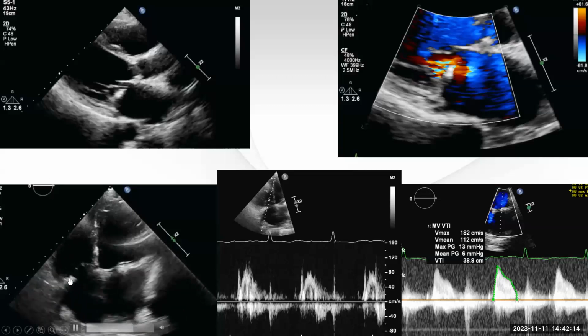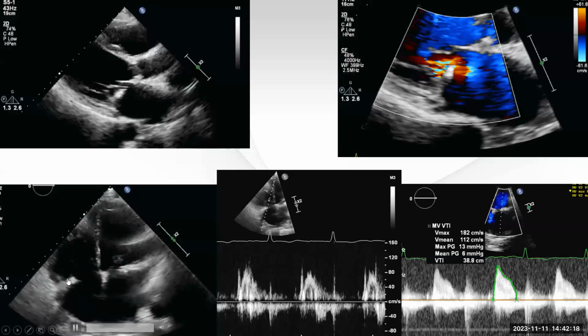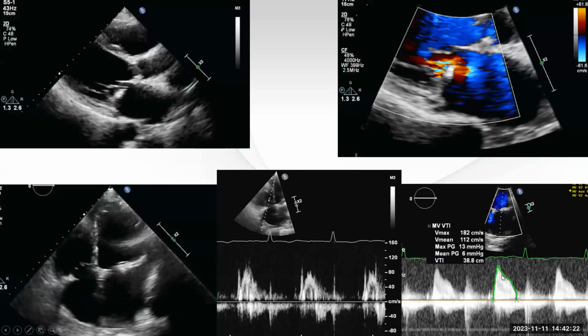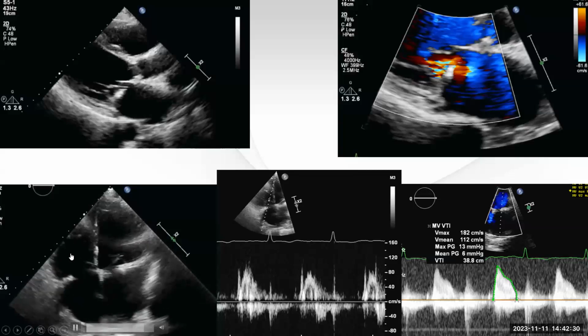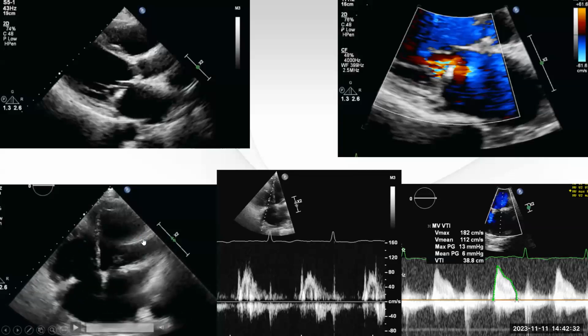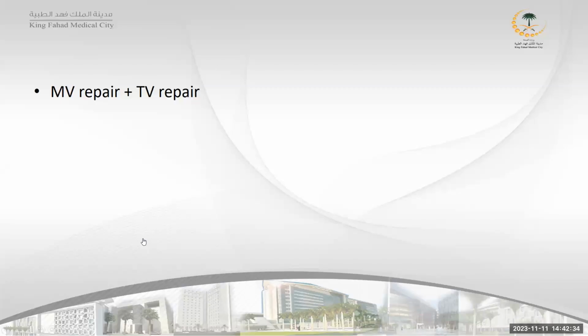So you have here linear thickening at both annuli, mitral and tricuspid. The gradient is still acceptable, a mean gradient of 6 across the mitral valve, and even the velocity across the tricuspid is acceptable. You have LV dilatation, RV dilatation and dysfunction, and both atria are dilated as well. So mitral valve repair, tricuspid valve repair, and well functioning.